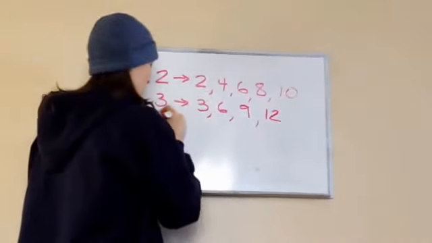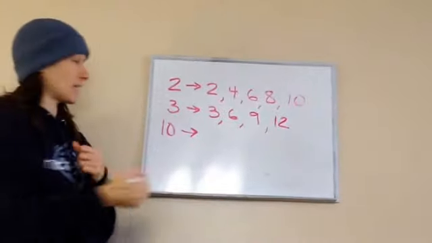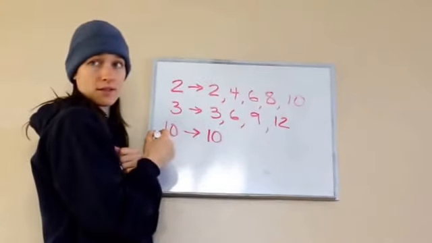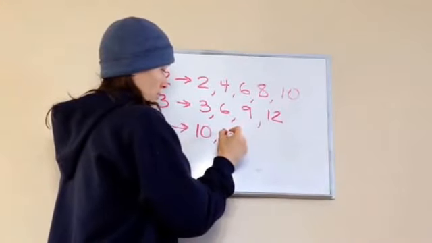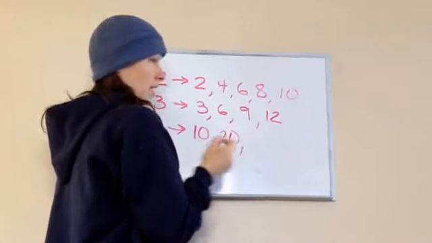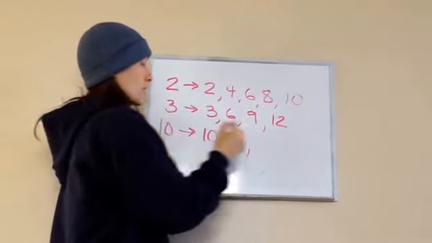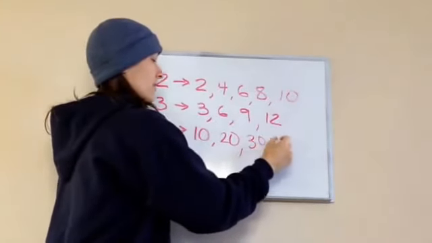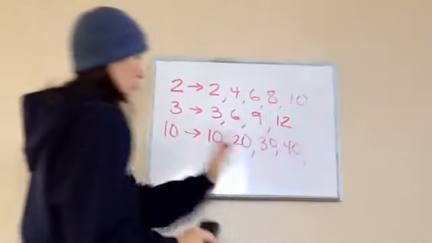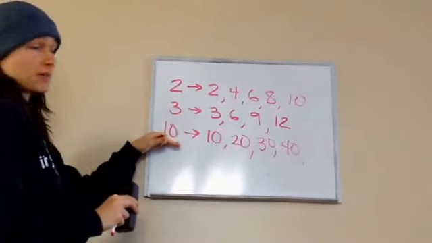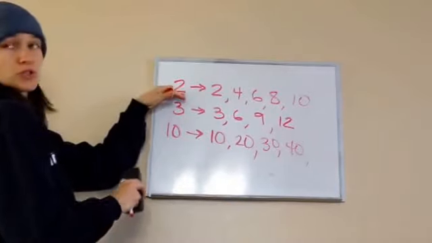Okay, let's look at the multiples of 10. This one's actually very easy. 10 times 1 is 10. 10 times 2 is 20. 10 times 3 is 30. 10 times 4 is 40. Okay, very good, and so forth. So these are called multiples. This is the multiples of 10, multiples of 3, multiples of 2.